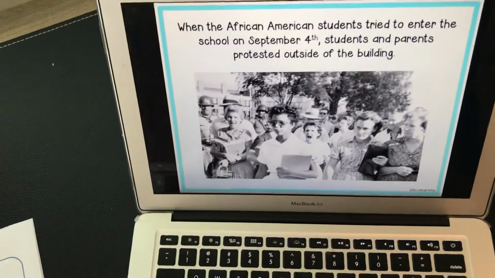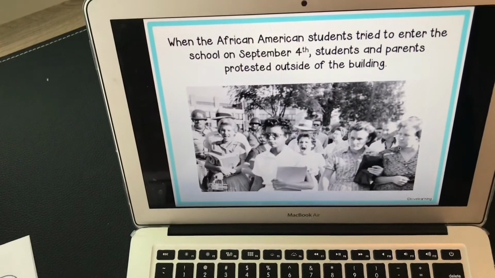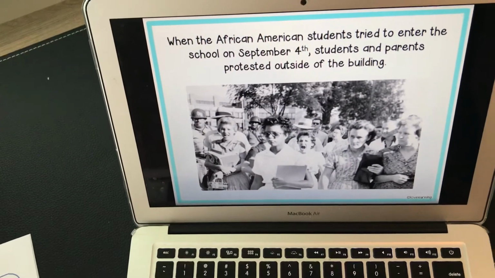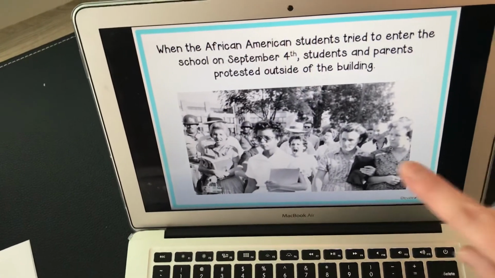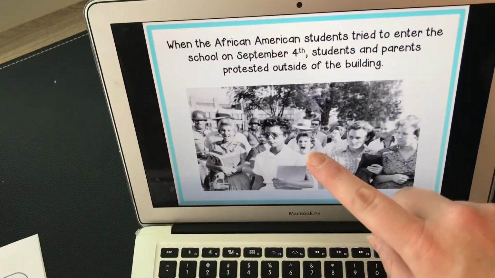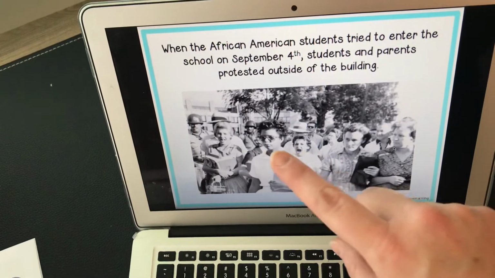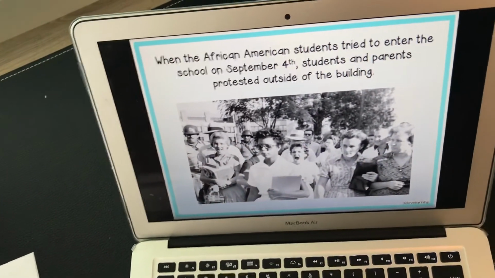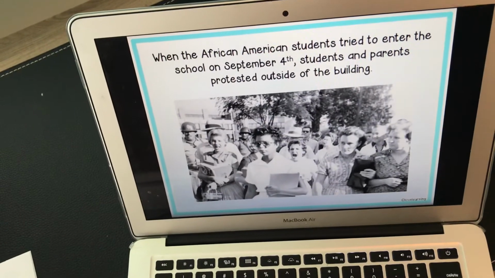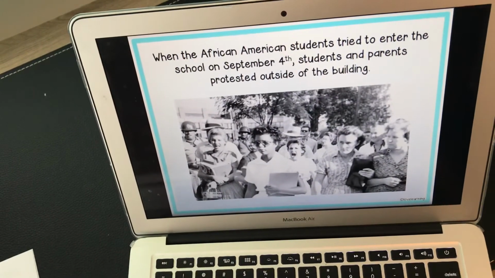So if you take a look, when African American students tried to enter the school on September 4th, students and parents protested outside of the building. Students were noticing that, even this lady just looks like she has so much hatred for her. There's military in the back. It's crazy. People were protesting and they didn't want them to go inside. They said, no, we don't want this.